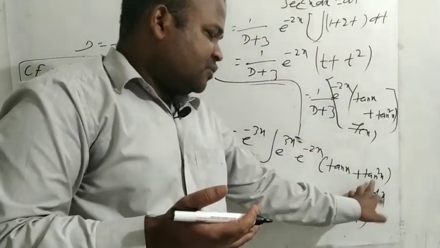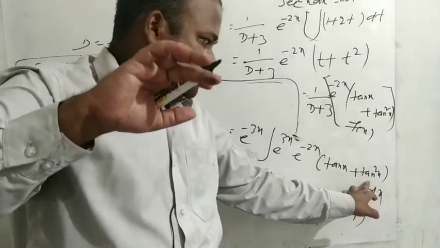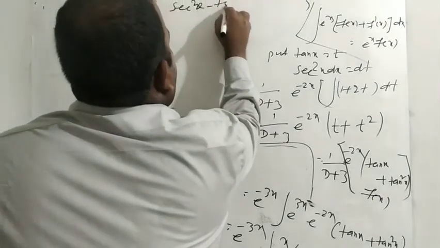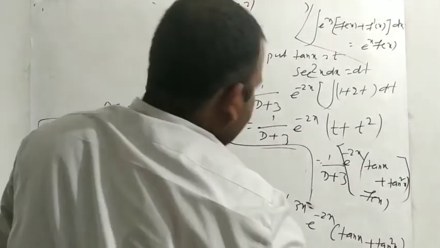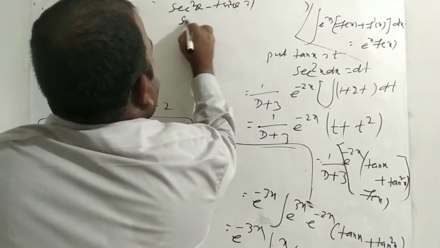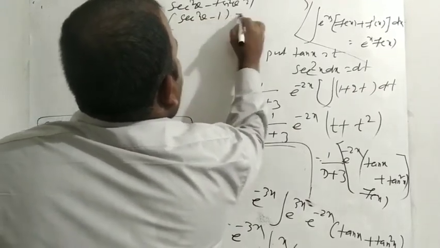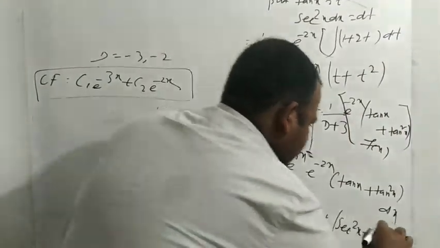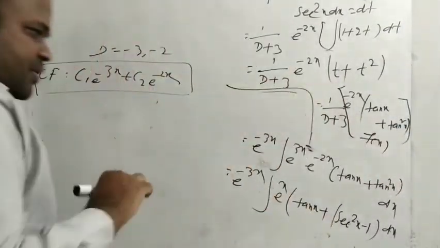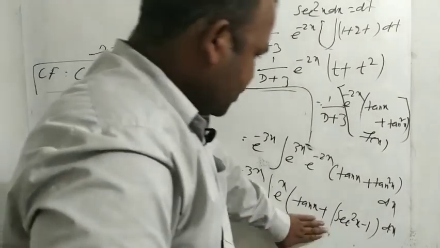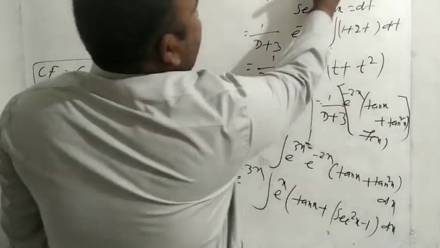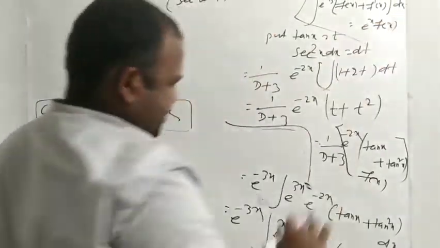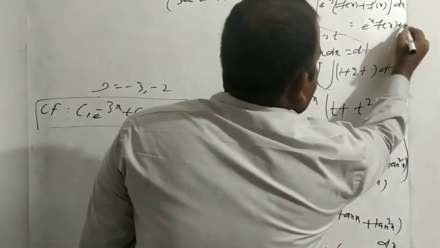So sec square theta minus tan square theta equals 1. Then what is the value of tan square theta? So sec square theta minus 1 equals tan square theta. So that is sec square x minus 1 into dx. Okay. So now this one you will arrange in the formula that e raised to x into f of x plus f dash x dx equals e raised to x f of x plus c.